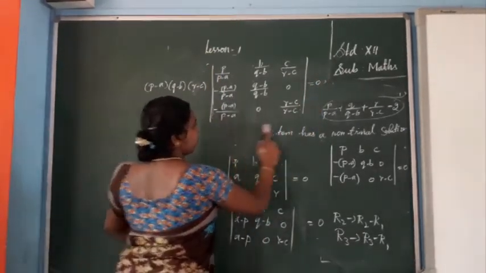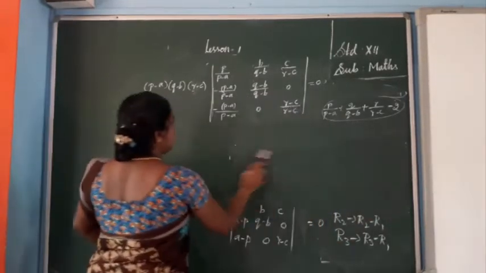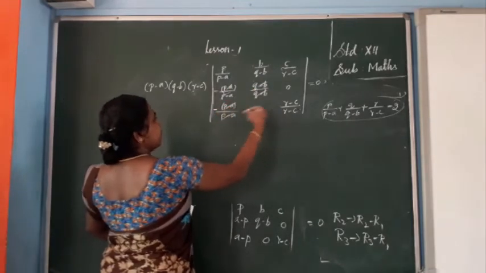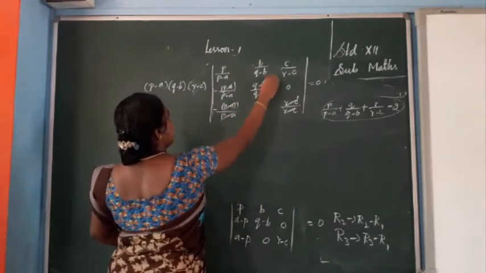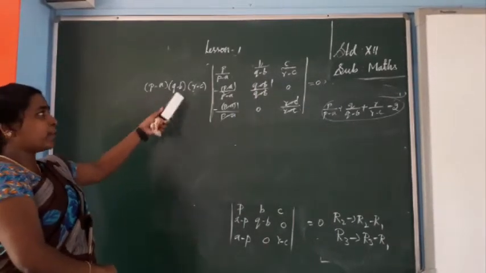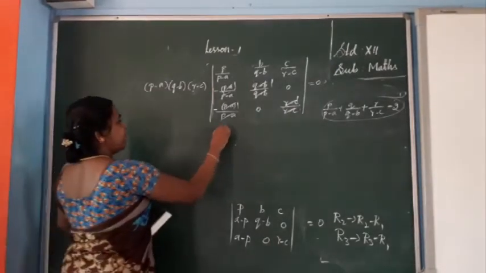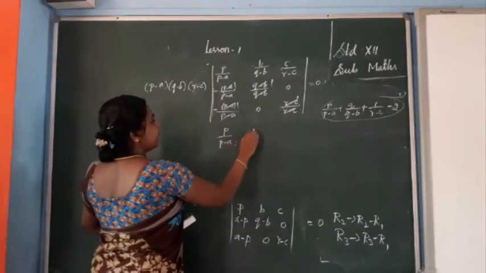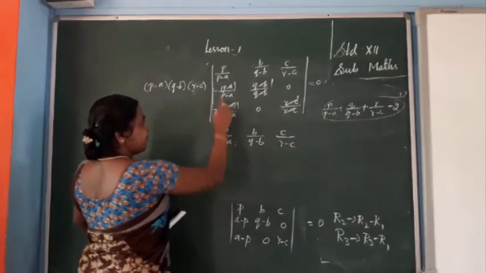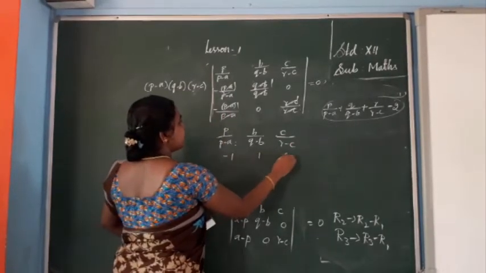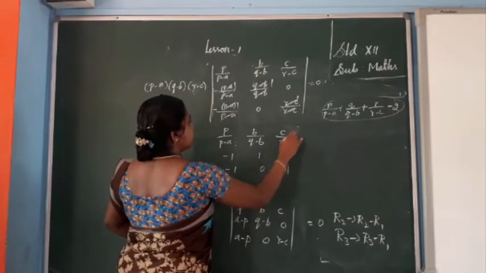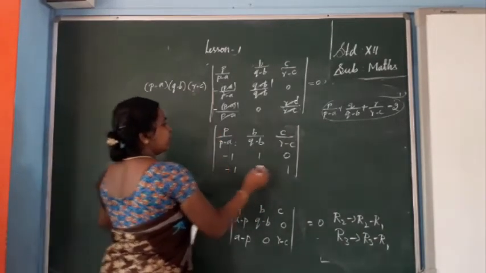Now, next step you see. So here p minus a cancel, q minus b. Next here also. So we got one in that place. Okay. So remaining parts, if you are taking the right hand side it becomes 0, so you can leave that. Okay. Next p by p minus a. Next b by q minus b. C by r minus c. Remaining minus 1, 1, 0. Next minus 1, 0, 1. Okay. Actually this is determinant, not matrix. Okay, equal to 0.